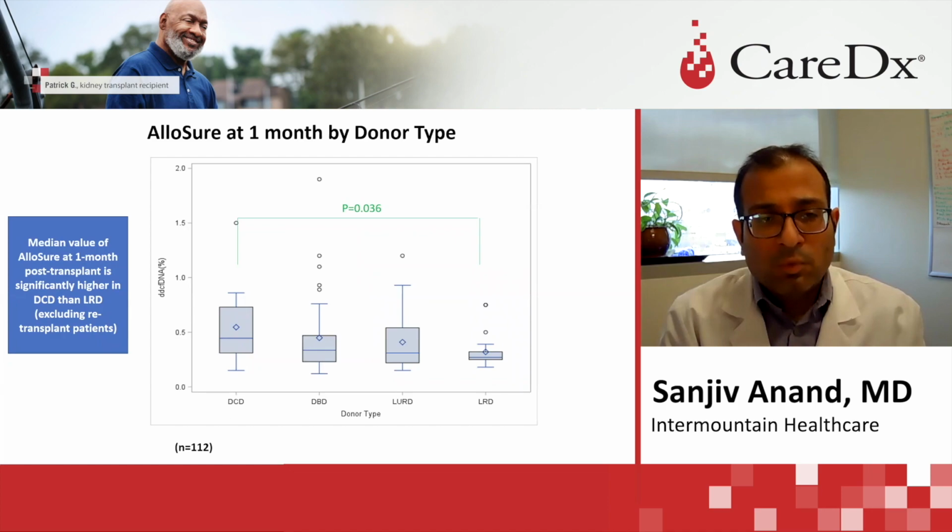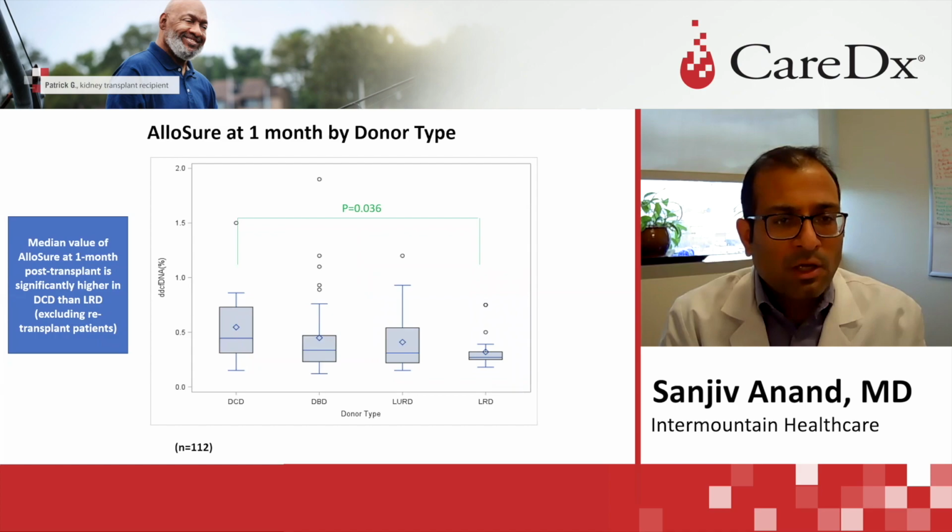Again, this is at 1 month. Now we are going to look at by donor type. When we look at by donor type, we see this nice downward trend between different donor subgroups. As you can see, the DCD had a higher median at 0.45. Then comes the donor after brain death, which was 0.37, then living unrelated, which was 0.34, and living related, which was 0.27. There's a significant difference when comparing DCD versus living related, with P of 0.036.